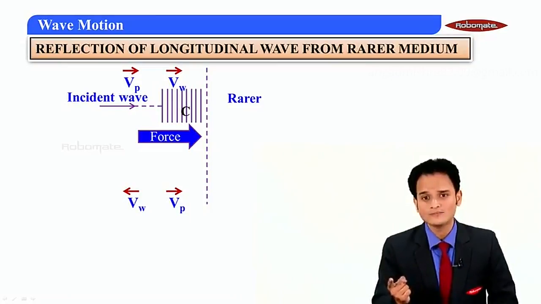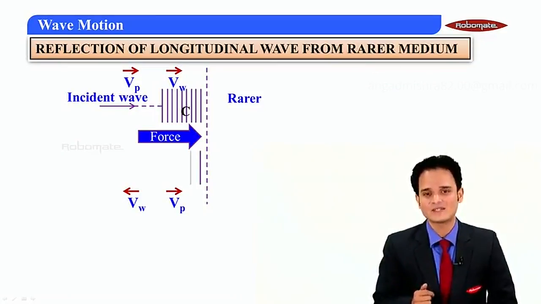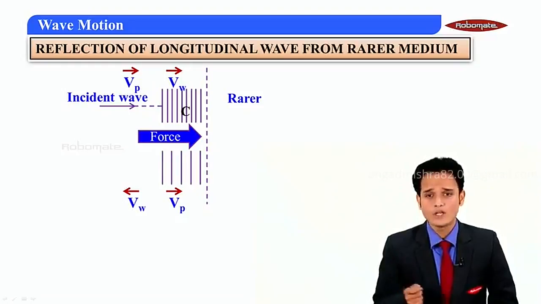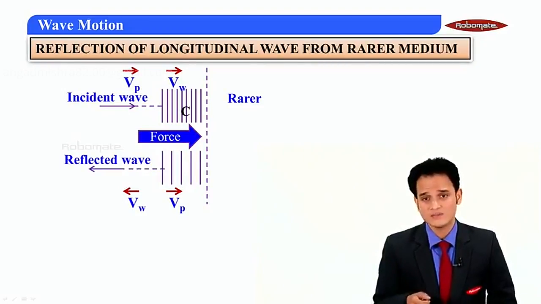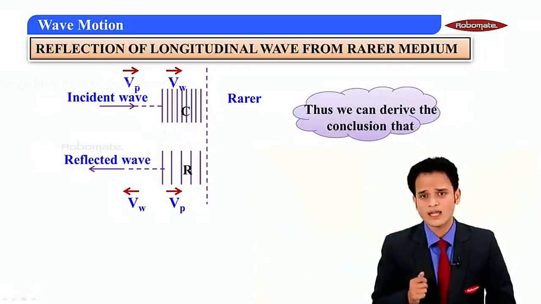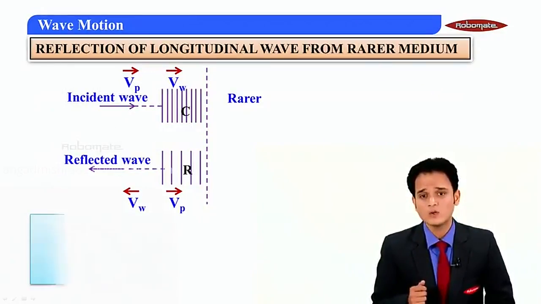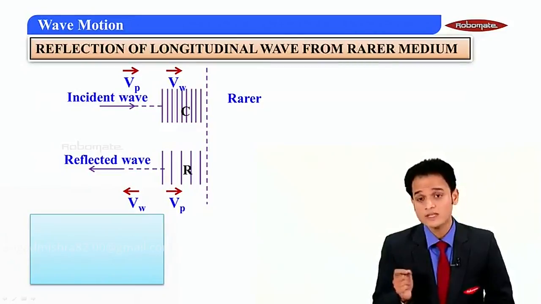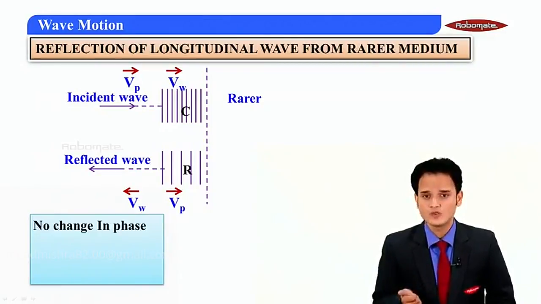So what do we get? Yes, we get a rarefaction, students. So because a compression is getting reflected as a rarefaction in the reflected wave, what can I say about the conclusion? The conclusion says that there is going to be no change in phase. So a crest or a compression gets reflected as a rarefaction and a rarefaction gets reflected as a compression.